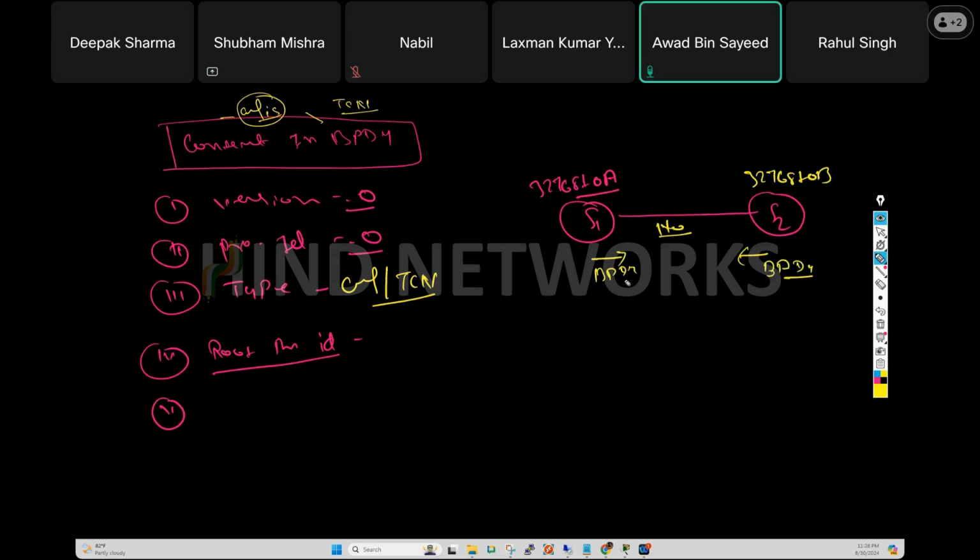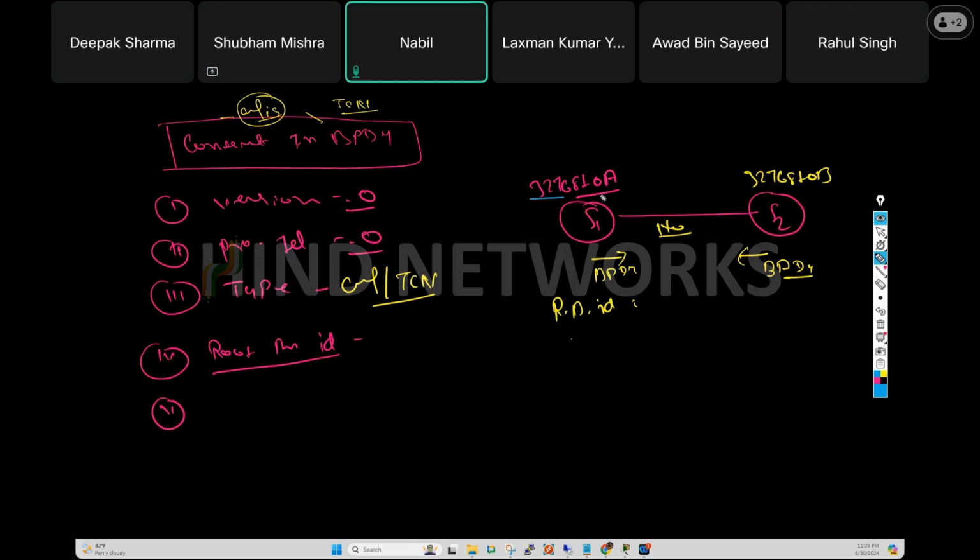In the BPDU, there is a content called root bridge ID. Root bridge ID means the bridge ID of the root bridge. But is there an election happening right now? No, the election has not happened. So if the election has not happened, then how will the root bridge be elected? Not possible.